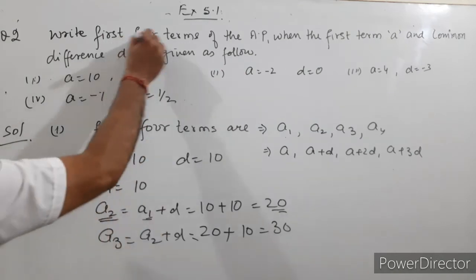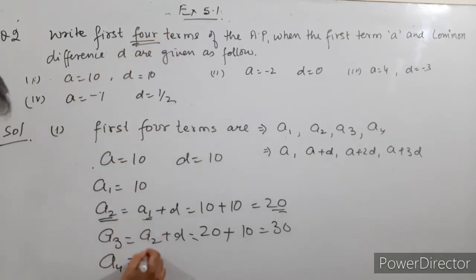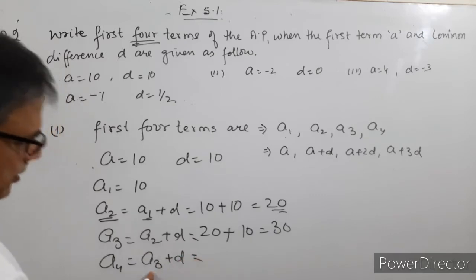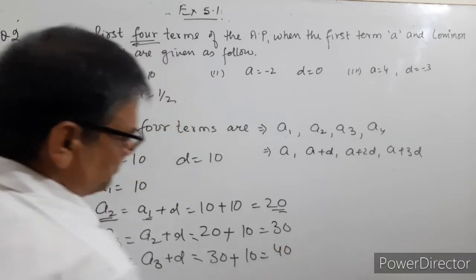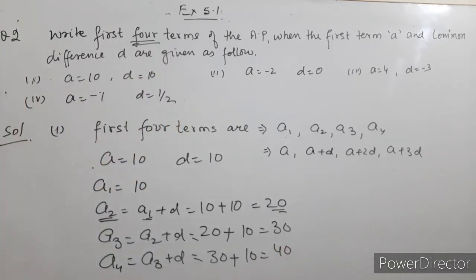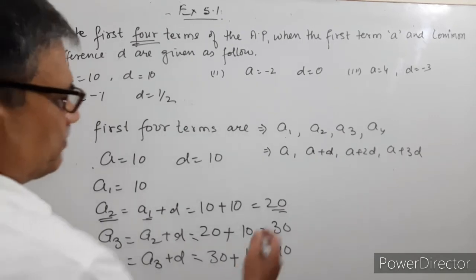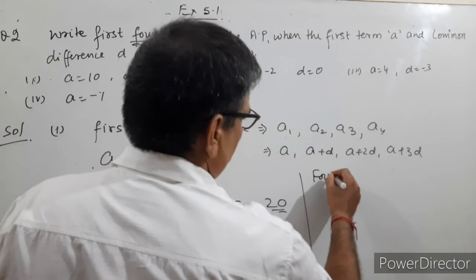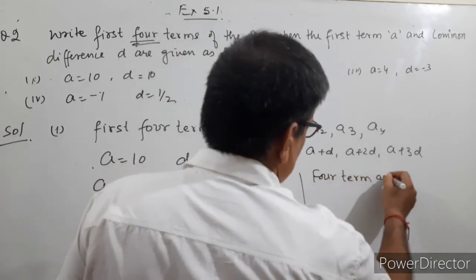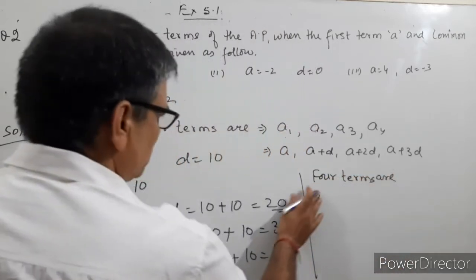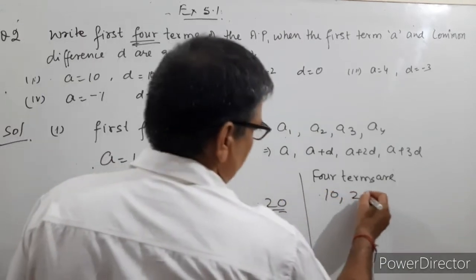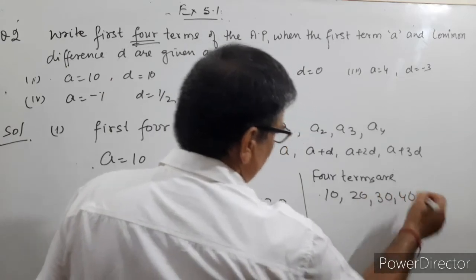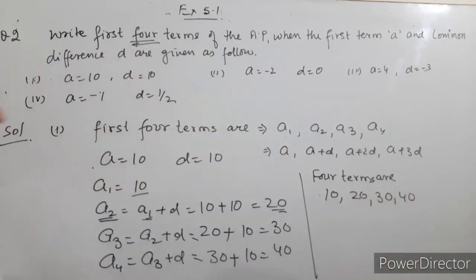We have to find four terms. A4 is equal to A3 plus D. A3 is 30 and D is 10, so 30 plus 10 is 40. That means the four terms are: here is 10, here is 20, here is 30, here is 40. These are the four terms.